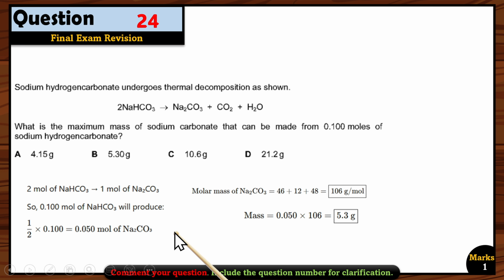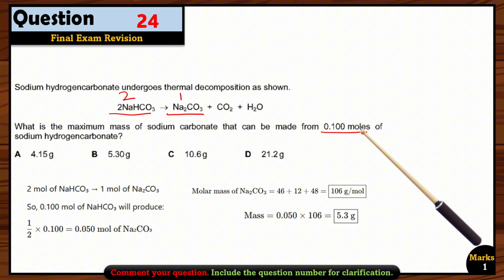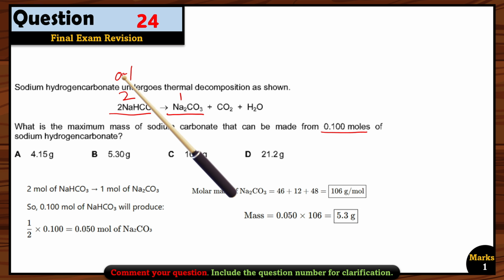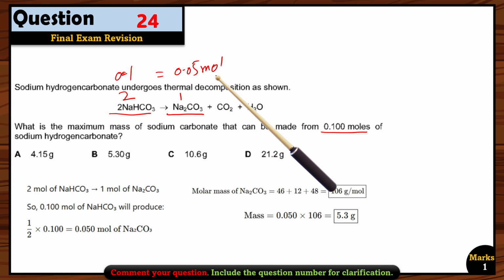If you see what the target actually is and what compounds they are asking about, we have to find the maximum mass of sodium carbonate that can be made from 0.1 moles of sodium hydrogen carbonate. These are our two targets. If two moles of sodium hydrogen carbonate make 1 mole of sodium carbonate, then 0.1 mole will produce 0.05 mole, because you have to make it half. 2 is making 1, so 0.1 will make 0.05.